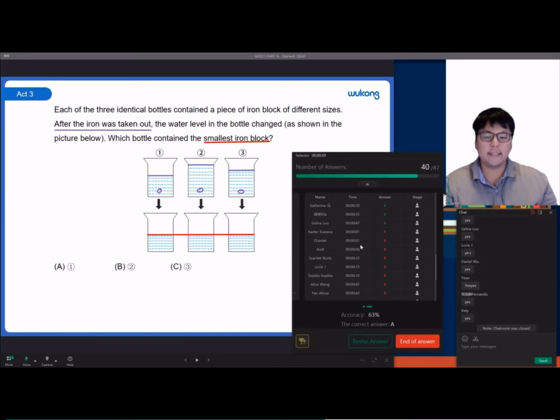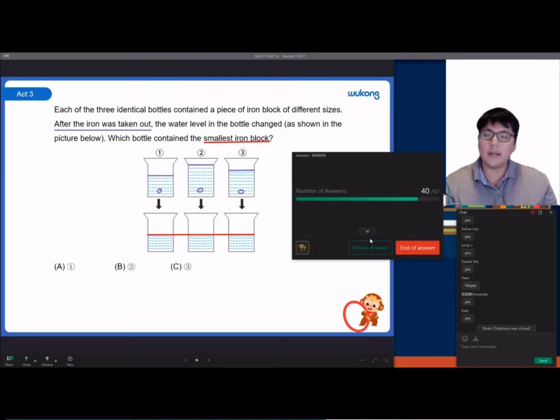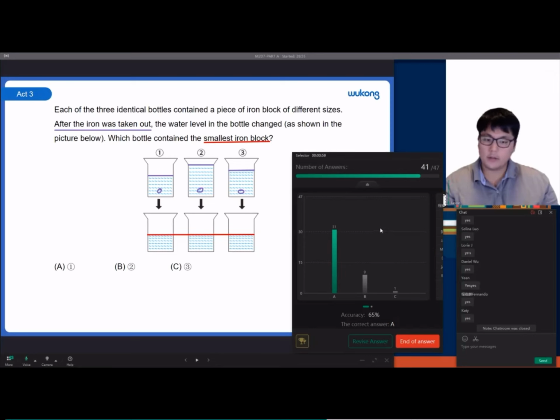So yes, I can see this question is a little bit trickier than before. You need to think which one has the smallest iron piece, guys, not the biggest.